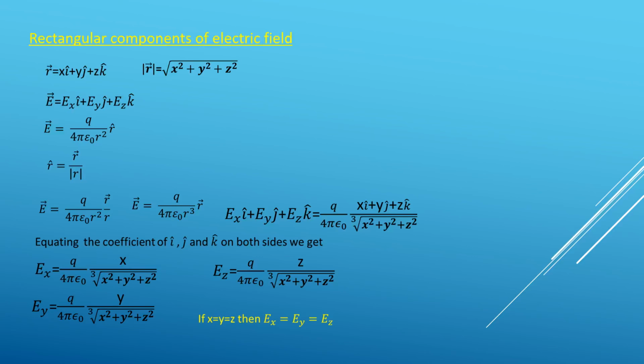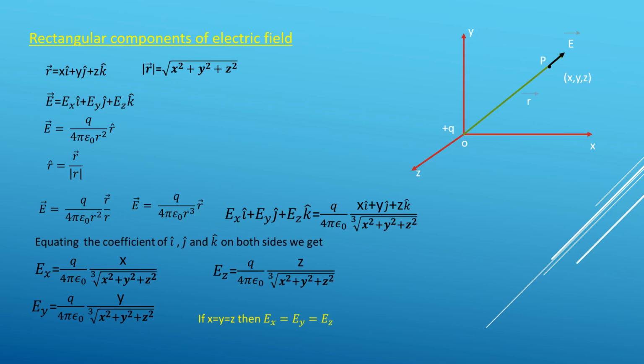Rectangular components of electric field. Today we will discuss the component of electric field along the x-axis, y-axis and z-axis. Let us suppose that there is a charge +q placed at the origin and E be the electric field at point P. The direction of electric field will be along the position vector r.